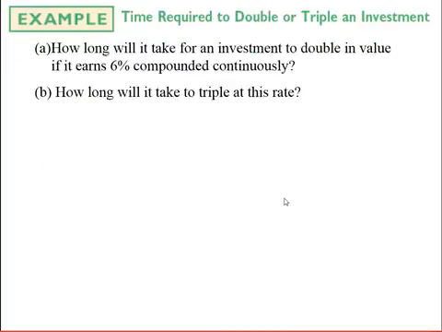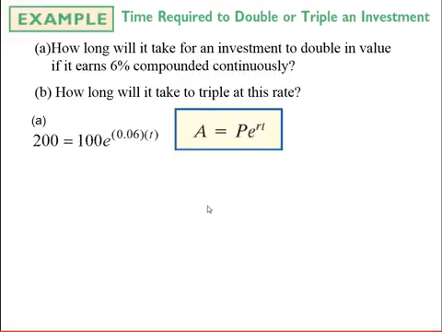Now let's take a look at another example. In this example, letter A says, how long will it take for an investment to double if it earns 6% compounded continuously? So in this case, we're compounding continuously. We're going to use our PERT formula. So again, I'm going to plug in what I have. I'm going to assume I invested 100. I'm going to double it to 200. And then here's my rate of 6%, and I'm finding the time that that would take.